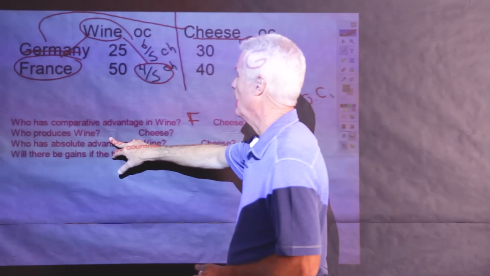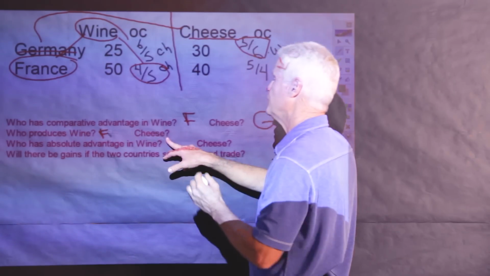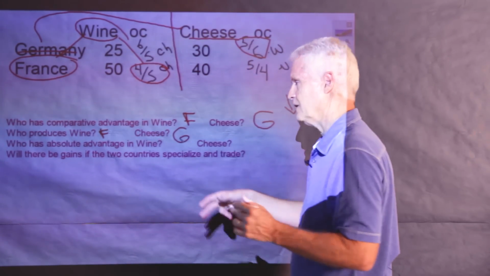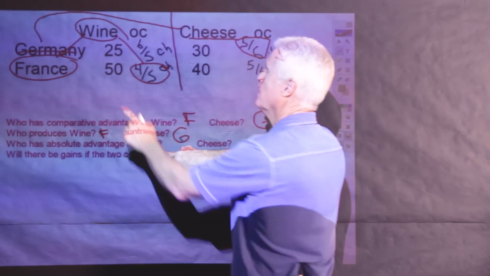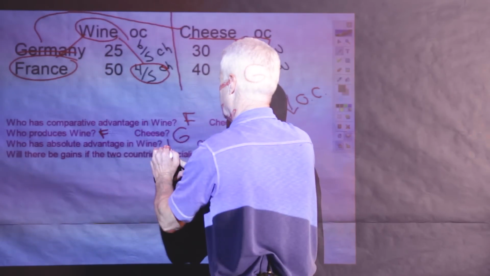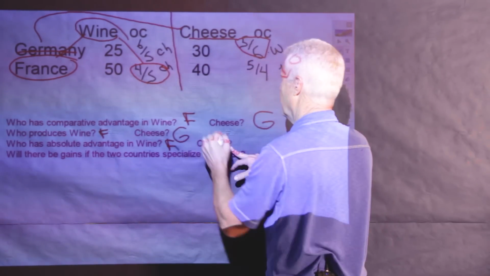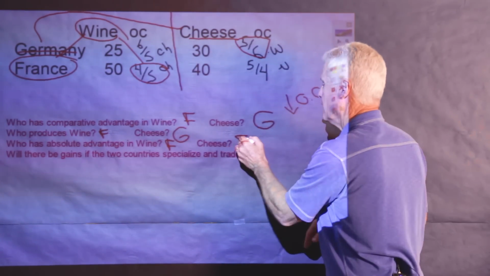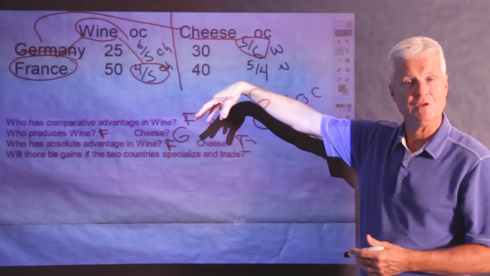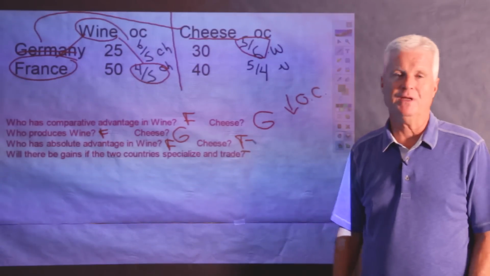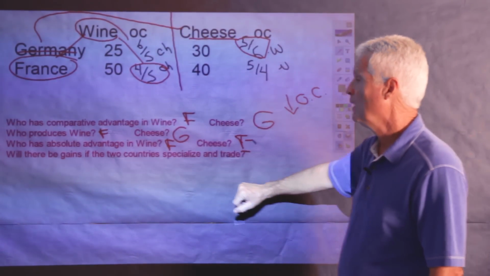So who's going to produce wine? Well, France, because they have the comparative advantage. Who's going to produce cheese? Germany, because they have comparative advantage. Who has the absolute advantage in wine? Who can produce more? France can. Who has the absolute advantage in cheese? Who can produce more? France can. Okay? So France has the absolute advantage in both. They're more efficient at producing wine and cheese, but no one really cares. But you just need to know it because it might be a question on the AP exam.